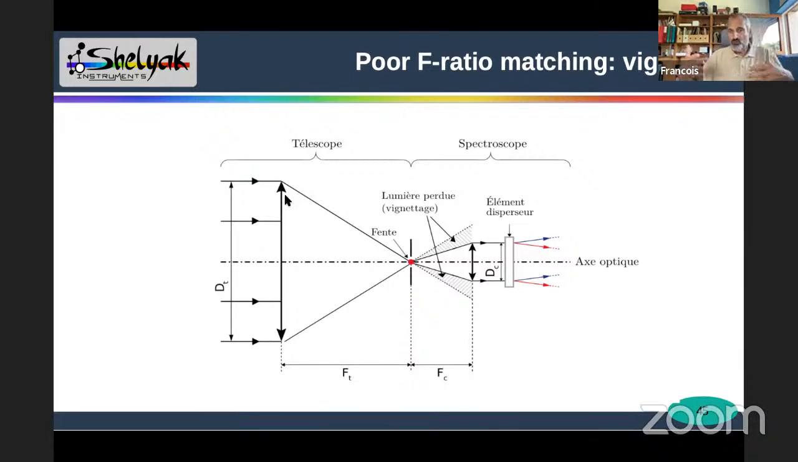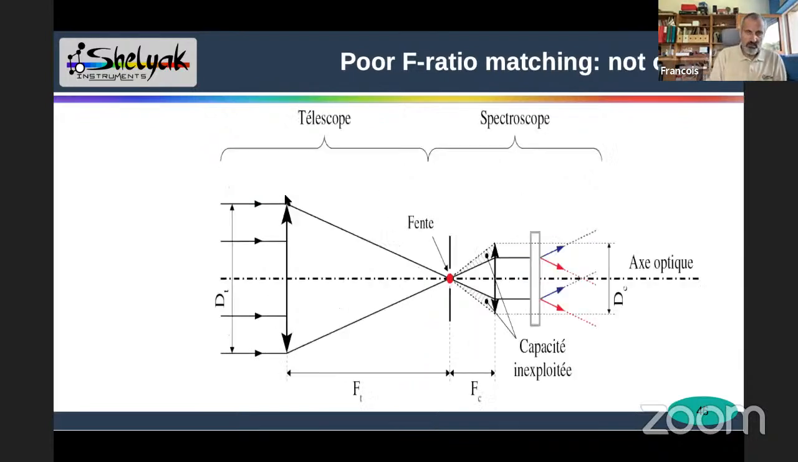So it's important to match both configurations. Now think about the other situation, the reverse. You take, for instance, a Ritchey-Chrétien telescope at f8, and you have an LP spectroscope that can go down to f5 or even f4. You will be in this situation. So in fact, the spectroscope is bigger, and then the light beam is smaller.